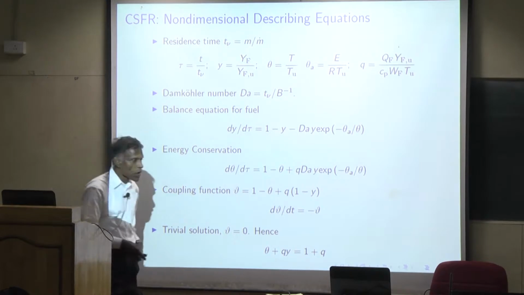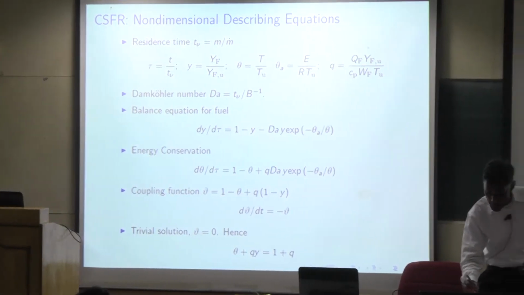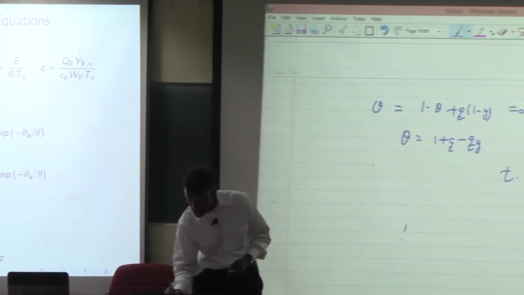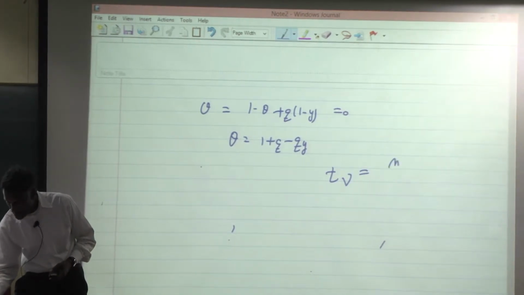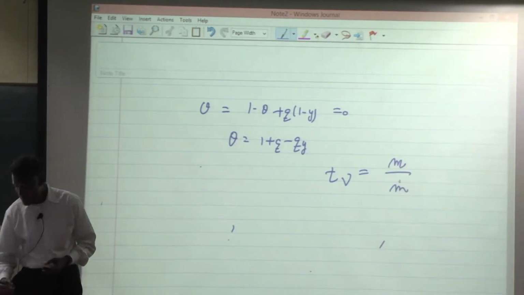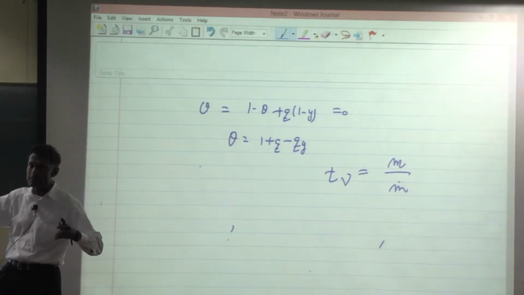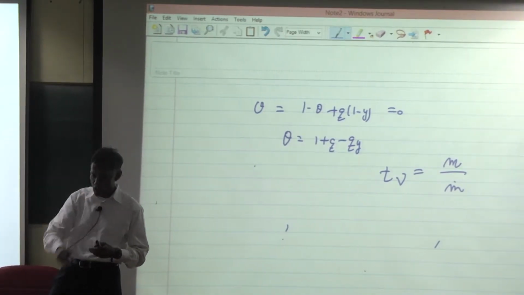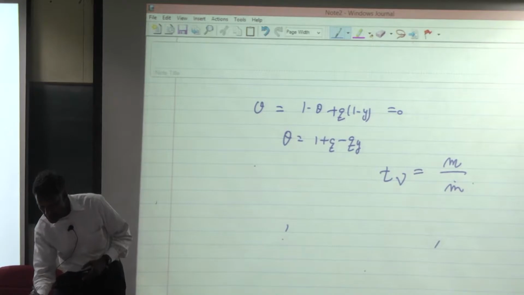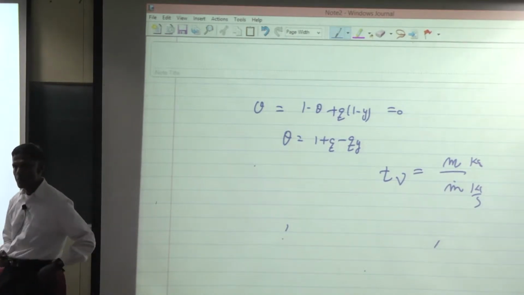No, all these flows I'm looking at are typically laminar flows. That residence time is simply the instantaneous mass m divided by m dot. Here m is the total mass of the reactants and products inside the reactor, and m dot is the flow rate, which has units of kilograms per second. So kilograms divided by kilograms per second is just time. So that's the residence time.